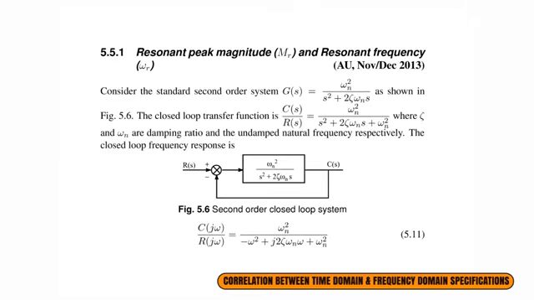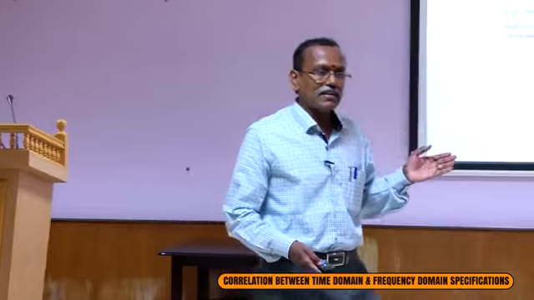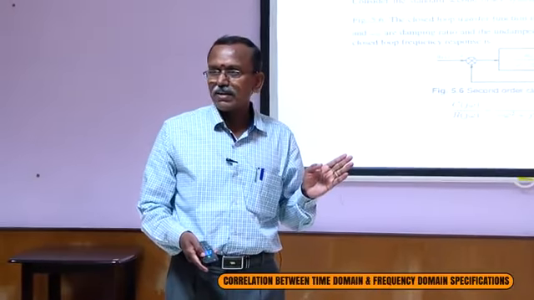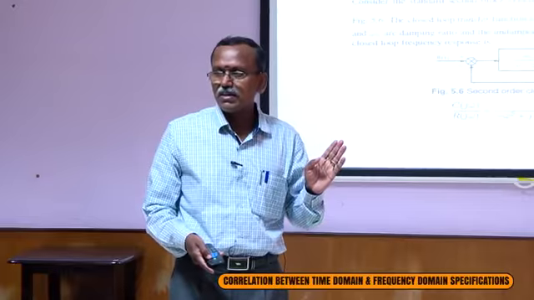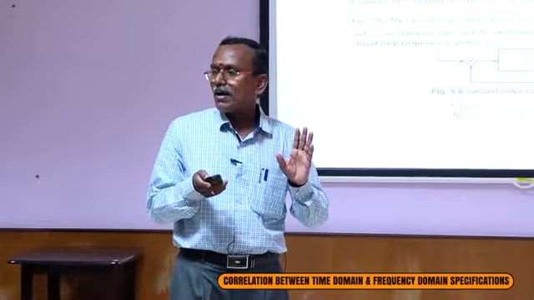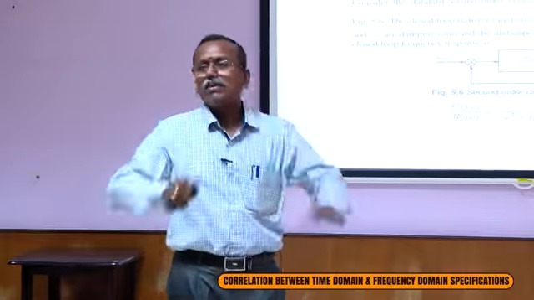Here, omega n is constant, the natural frequency. Omega is variable. Here it is a sinusoidal transfer function, or frequency transfer function. In that, if you want the response, we will vary omega. But what is the magnitude of G of j omega?